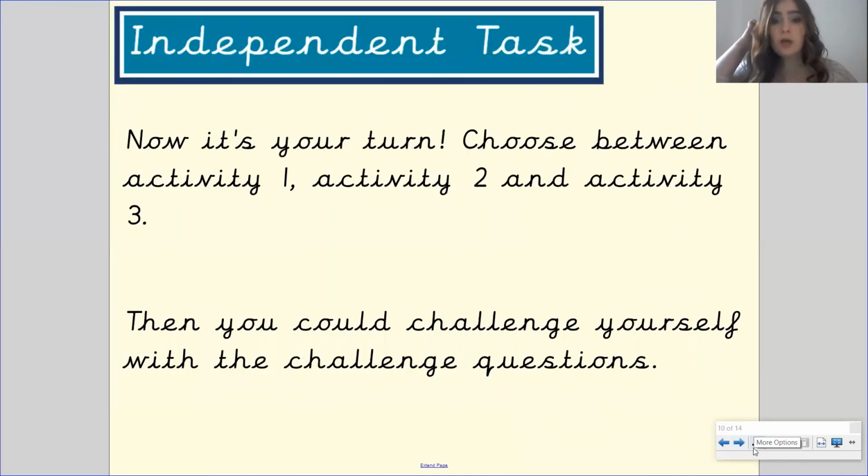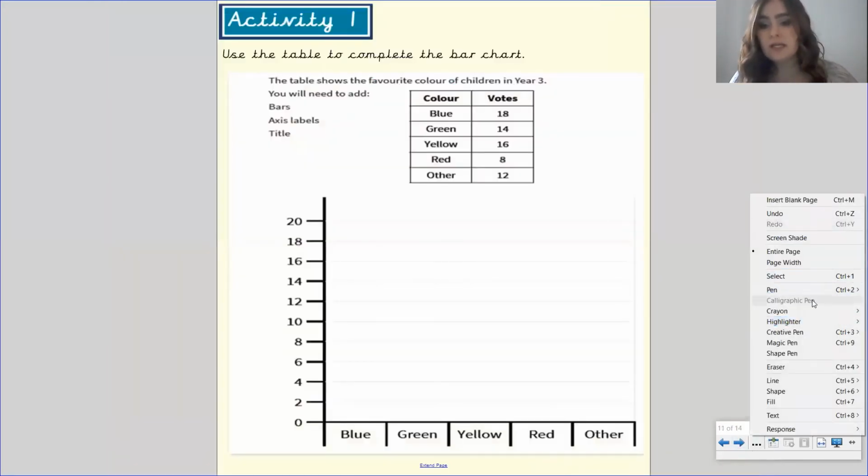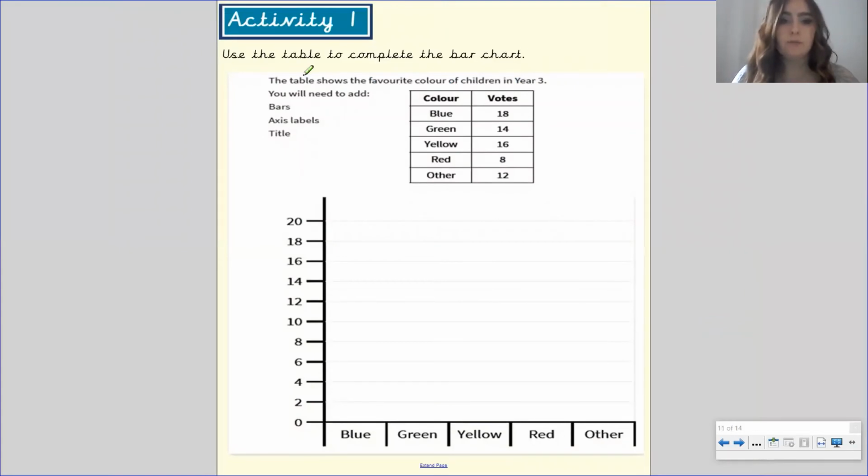So now it's your turn. I want you to choose between activity 1, activity 2, and activity 3. And then you can challenge yourself further with the challenge questions. So this is activity number 1. You need to use the table to complete the bar chart. So the bar chart axes have already been drawn for you. You've got the numbers up the side for you already, and you've got the labels of each of the colors there below. But you're going to need to add the bars themselves.